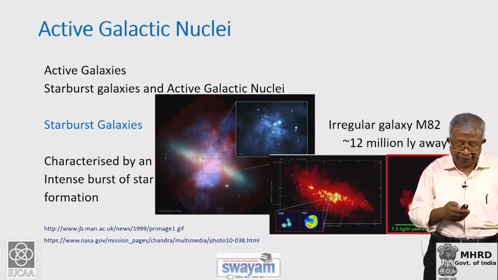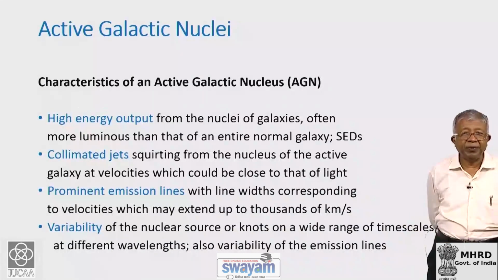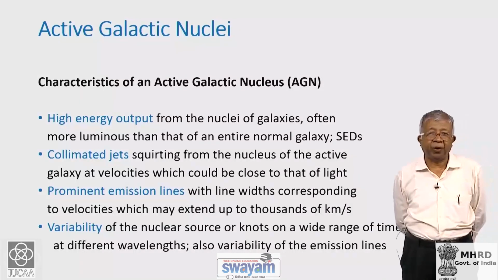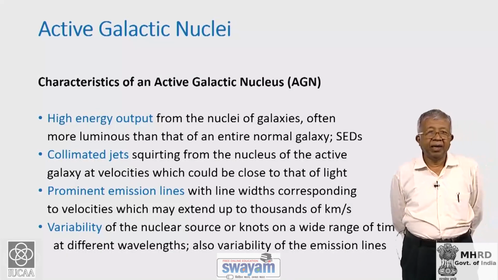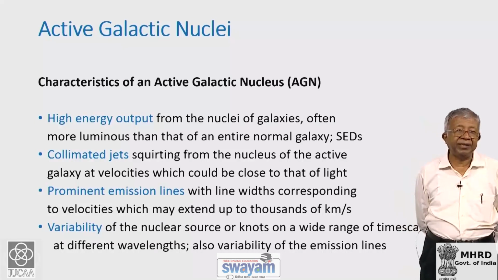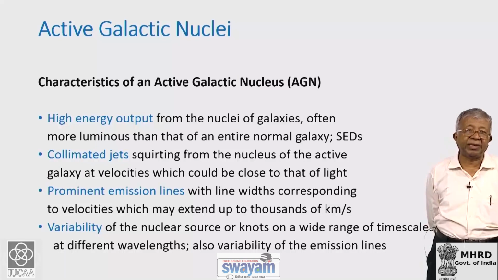So that is the story that we are trying to understand today. And before we get further, let's try and understand what are the broad characteristics of an active galactic nucleus before we look at the kinds of galaxies which have been discovered. One is high energy output from the nuclei of the galaxies.